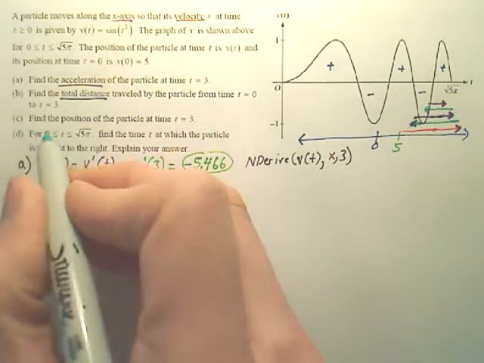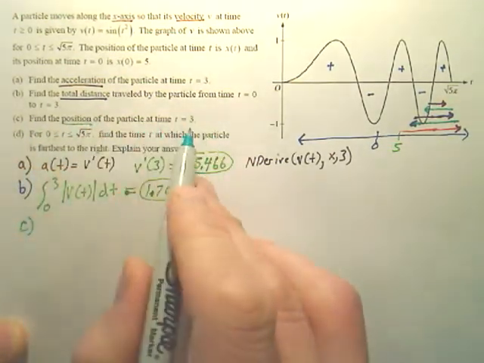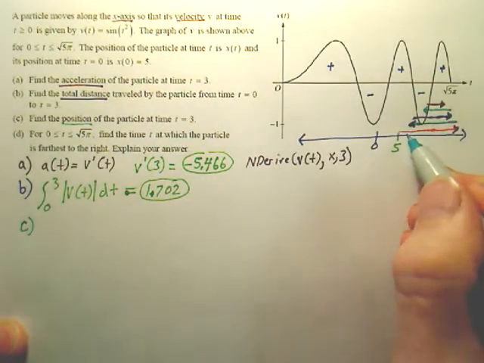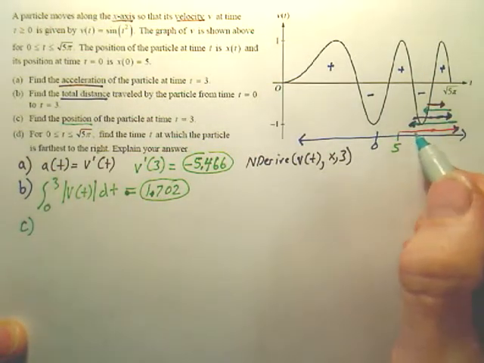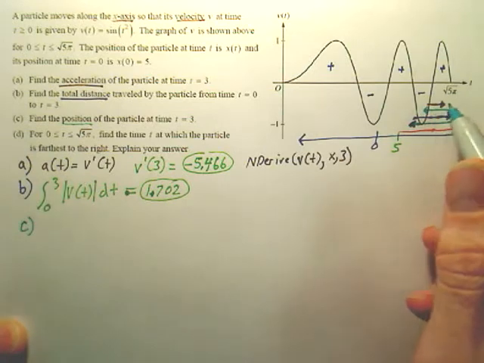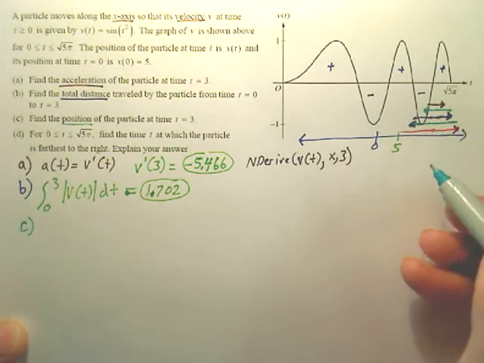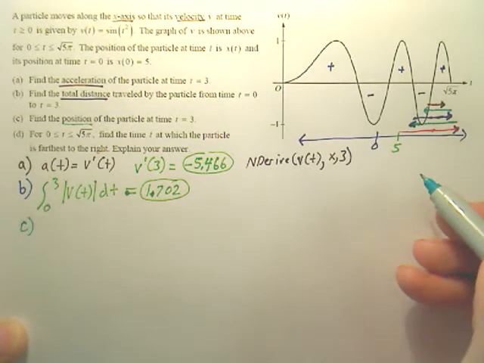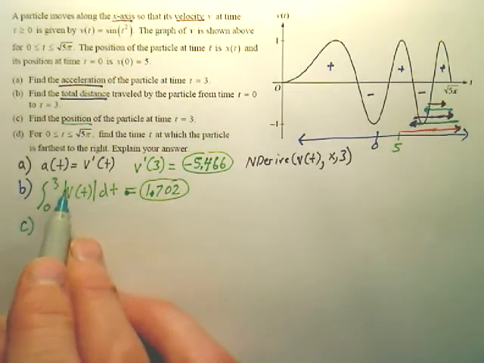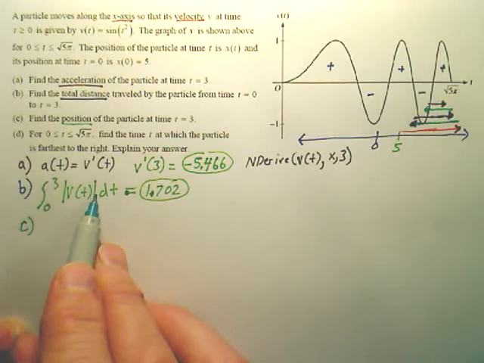For C, find the position of the particle when t equals 3. Now position, if you look back at this little picture, I went this way, back and forth, back and forth, back and forth. And it's basically asking, where am I at t equals 3? Well, this was total distance. If I just got rid of those absolute values, isn't that your position? Or your total change?